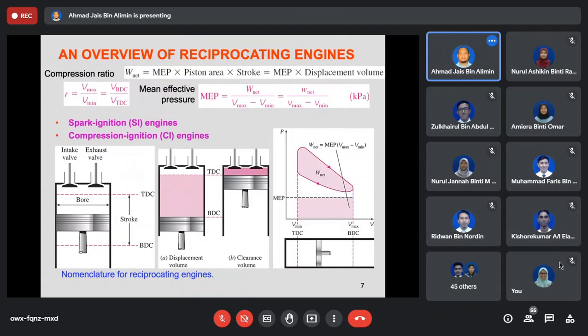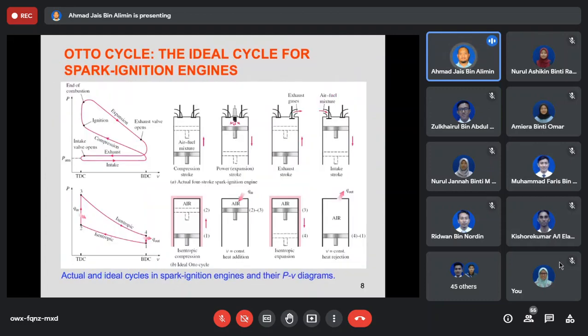So we've gone through the MEP, the mean effective pressure. Okay, so this is the arrangement for the piston. So usually we start with the intake stroke, and then we compress, and then you have a power stroke, and then the exhaust. So you notice here the movement of the pistons.